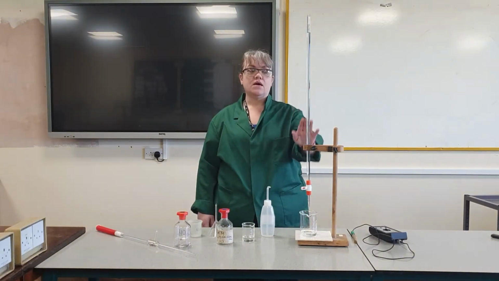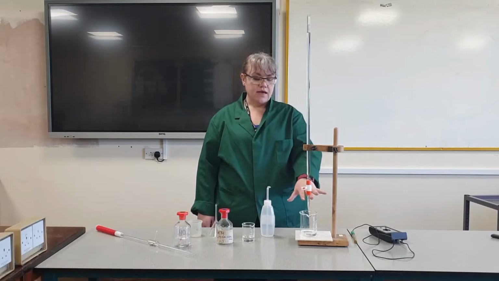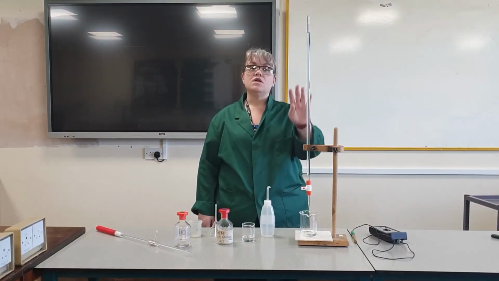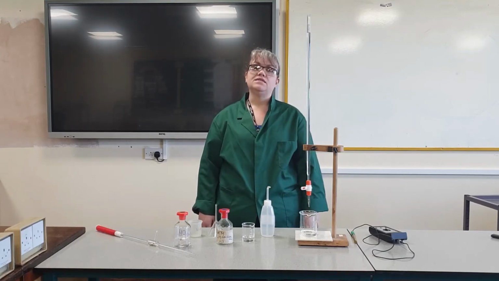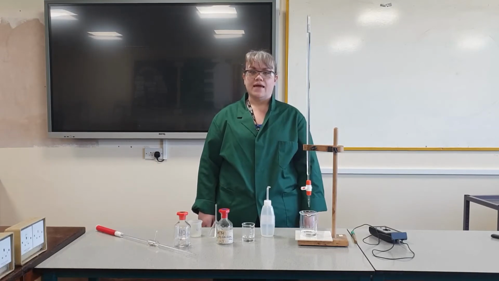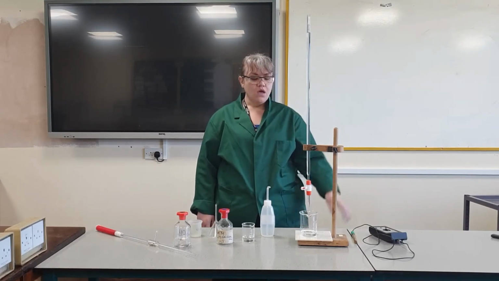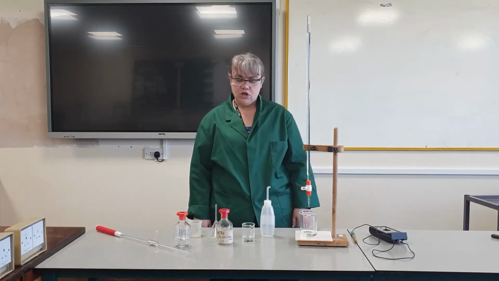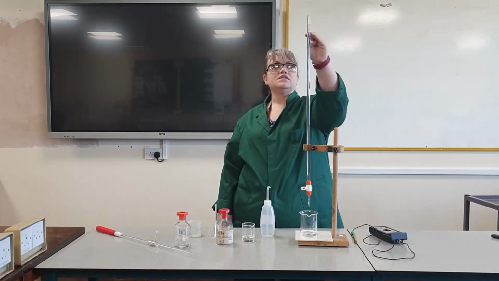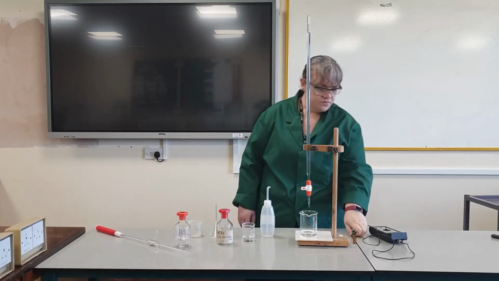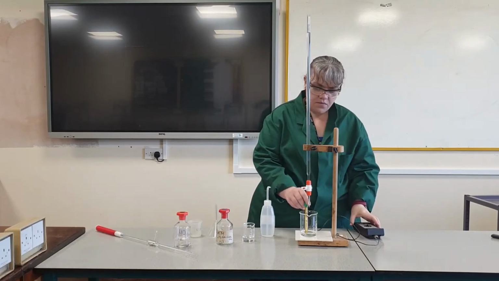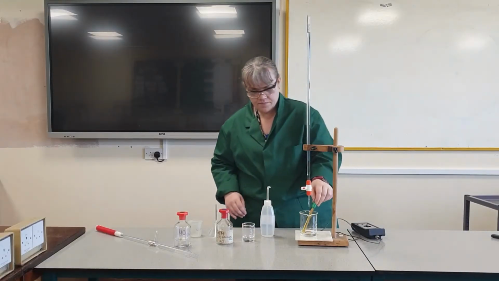I've already set up my burette and added my 25 centimetres cubed of alkali into the beaker. If you need more information on how to do that, please see my other video on titration using an indicator. So I have my 25 centimetres cubed of alkali in my beaker and my acid is up to the 0 mark. I've already calibrated my pH meter and I'm going to put the probe into the beaker.